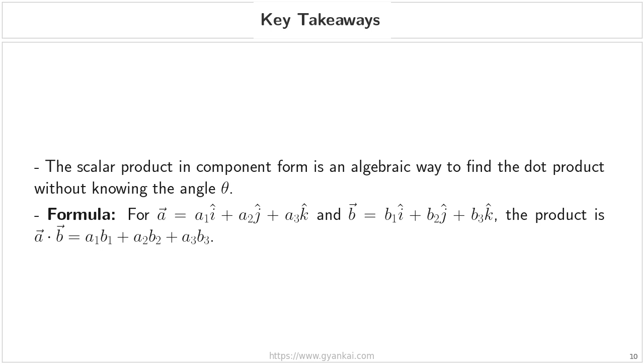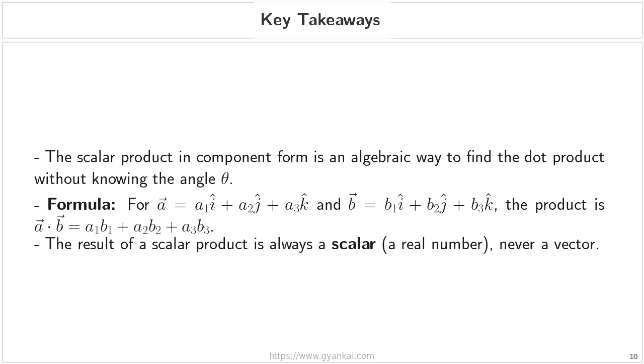Next, let's restate the core formula we derived through the distributive law. If we have vector A, which is a1i plus a2j plus a3k, and vector B, which is b1i plus b2j plus b3k, then the dot product of A and B is simply a1 times b1 plus a2 times b2 plus a3 times b3. It is essentially just the sum of the products of the corresponding components.